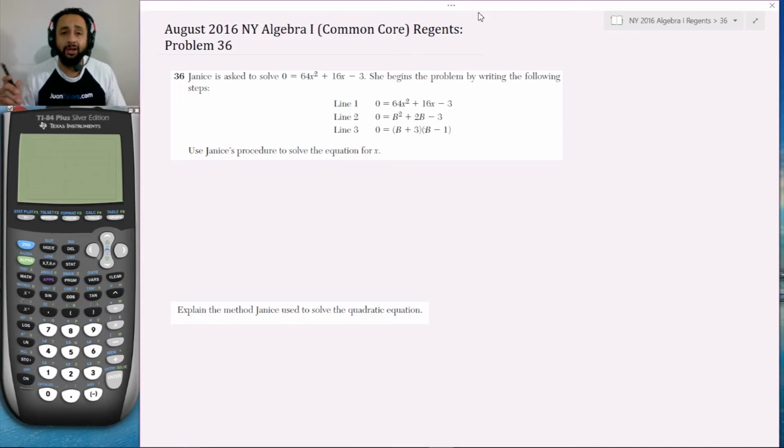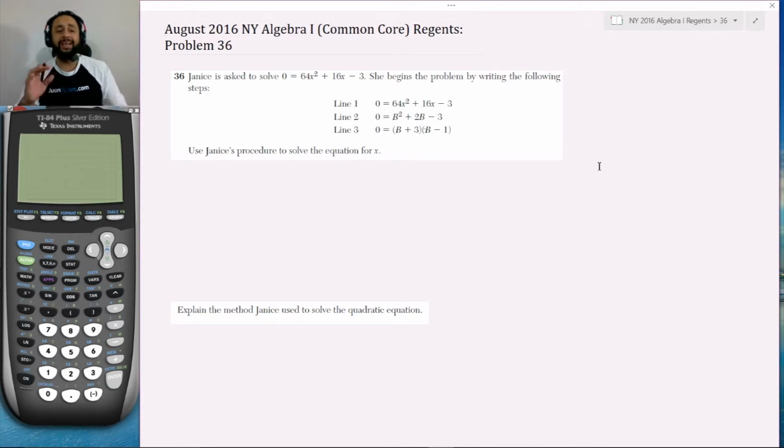Today we're working on the August 2016 New York Algebra 1 Common Core Regents exam, problem number 36. If you're looking for these exams, they're freely available online. Go to nysedregents.org. Click on the appropriate tabs and all the tests are freely available there.